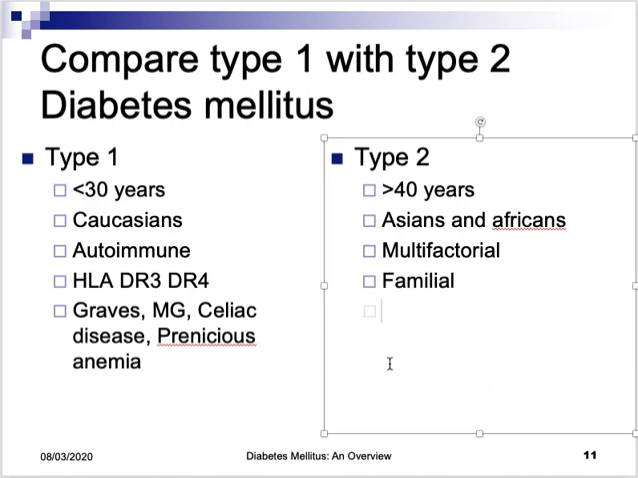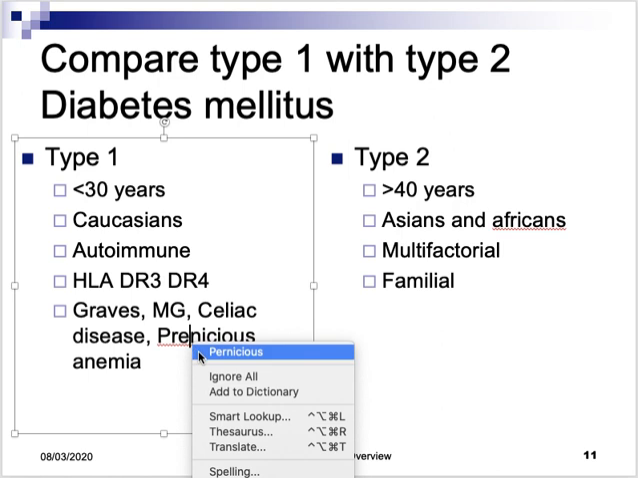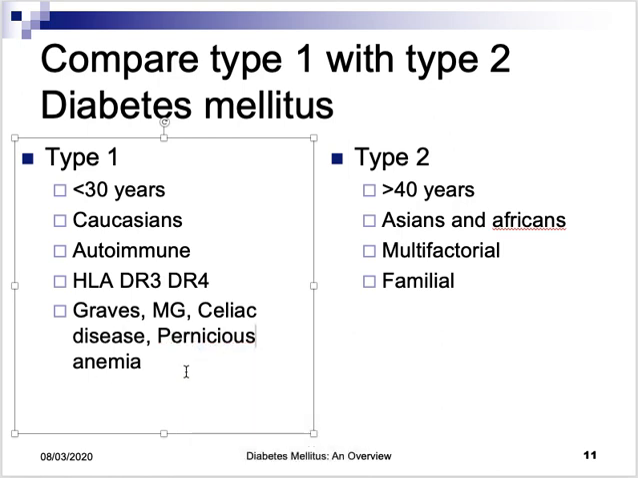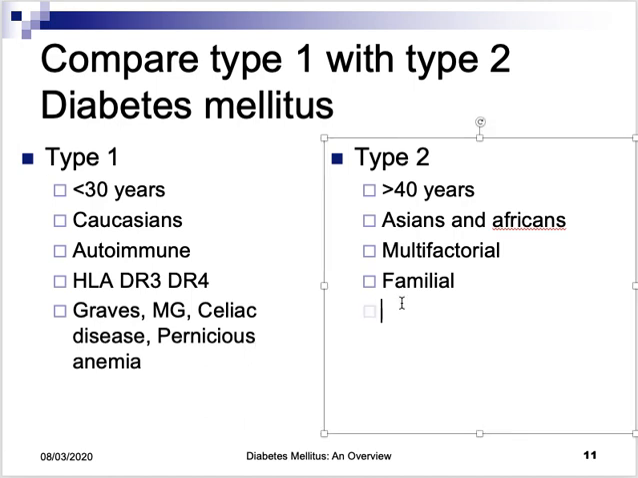Whereas in type 2 diabetes mellitus, these are the risk factors. Anyone who has these conditions is predisposed to get type 1 diabetes mellitus. And on the same side, anyone who has first degree relatives with type 2 diabetes mellitus has higher chances of getting it.